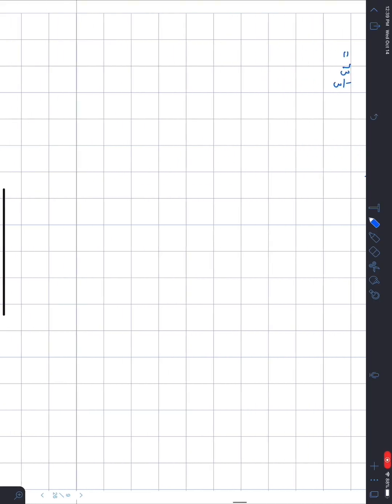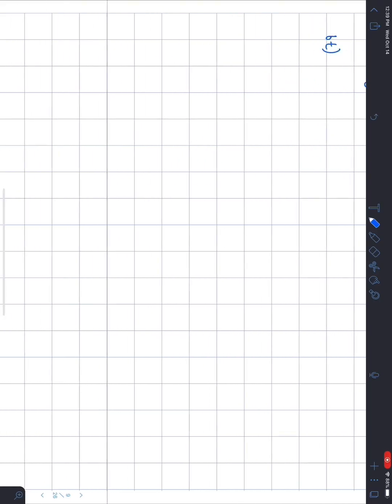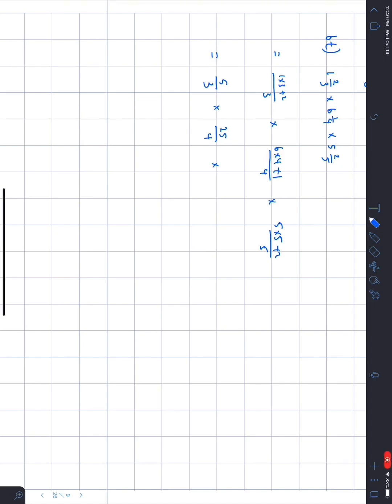And the last one is 6t. 1 and 2/3 times 6 and 1/4 times 5 and 2/5. So we have 1 times 3 plus 2 over 3 times 6 times 4 plus 1 over 4 times 5 plus 2 over 5. 1 times 3 is 3, 3 plus 2 is 5. We have 5 over 3. 6 times 4 is 24 plus 1 is 25. 5 times 5 is 25 plus 2 is 27.